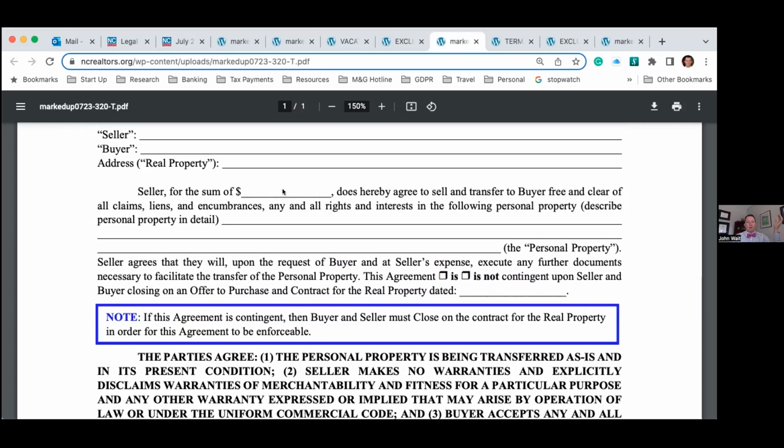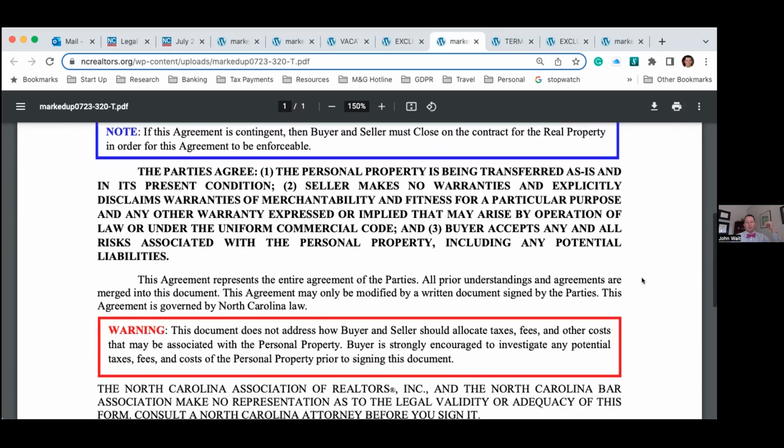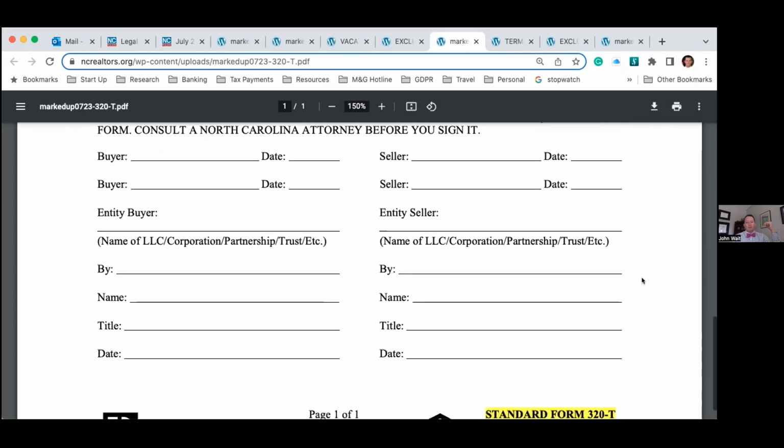There's a little blank right here. You put in the money, not contingent. All right, then it's done between the parties. Some disclaimers here, mostly that the seller makes and that the buyer assumes responsibility for the purchase. And that's pretty much it.